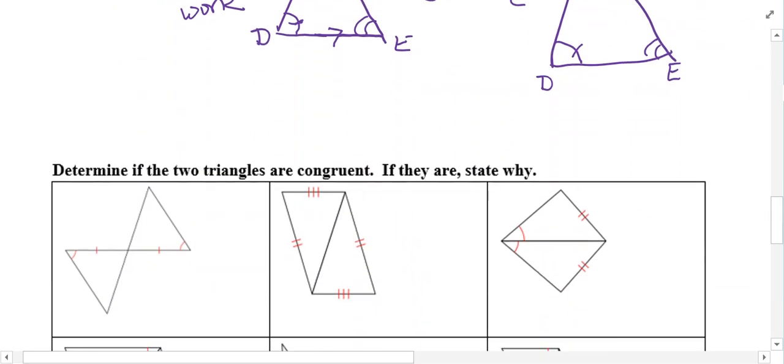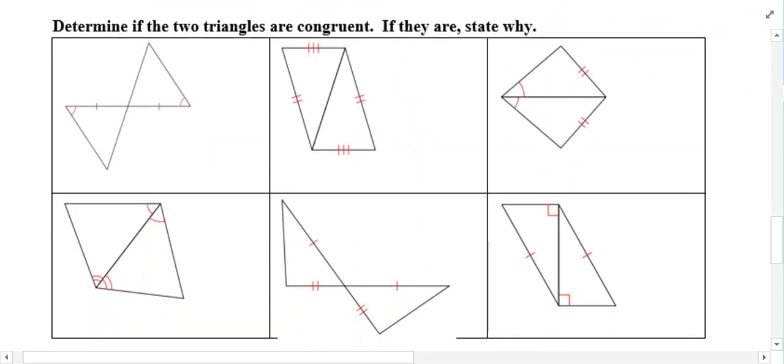So let's look at some examples here. You're going to determine if two triangles are congruent. If they are, state why. In this picture, we know that there's another set of congruent angles because of vertical angles. So these two angles right here are congruent because vertical angles are congruent.